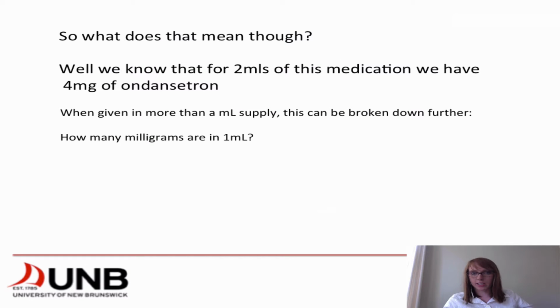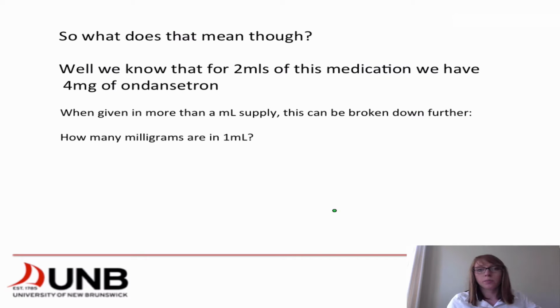So, like I said, what does this mean? What does it mean when you look at a vial and you see these things? It means that for every 2 mL of this medication, we have 4 milligrams of ondansetron. So it can be broken down further when it's given in more than 1 mL. So let's find out how many milligrams are in 1 mL.